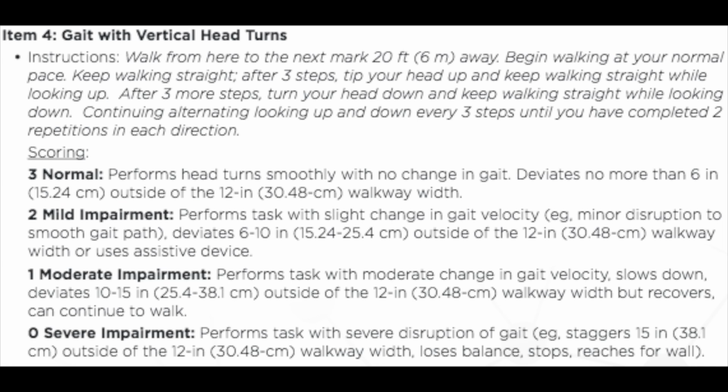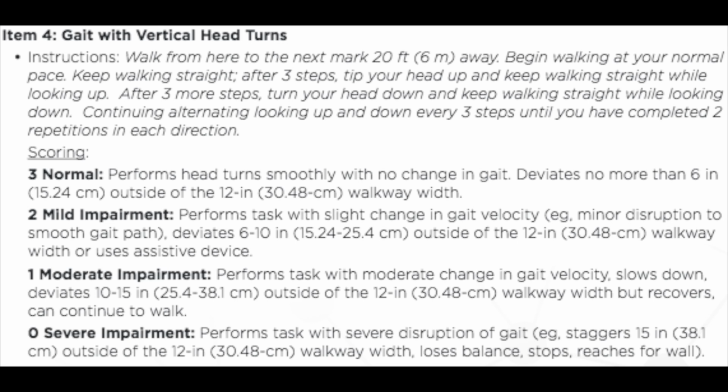A 3 is given if the patient performs head turns smoothly with no change in gait, deviates no more than 6 inches outside the walkway width. A 2 is given if they perform the task with slight change in velocity, deviate 6 to 10 inches outside the walkway, or use assistive device.